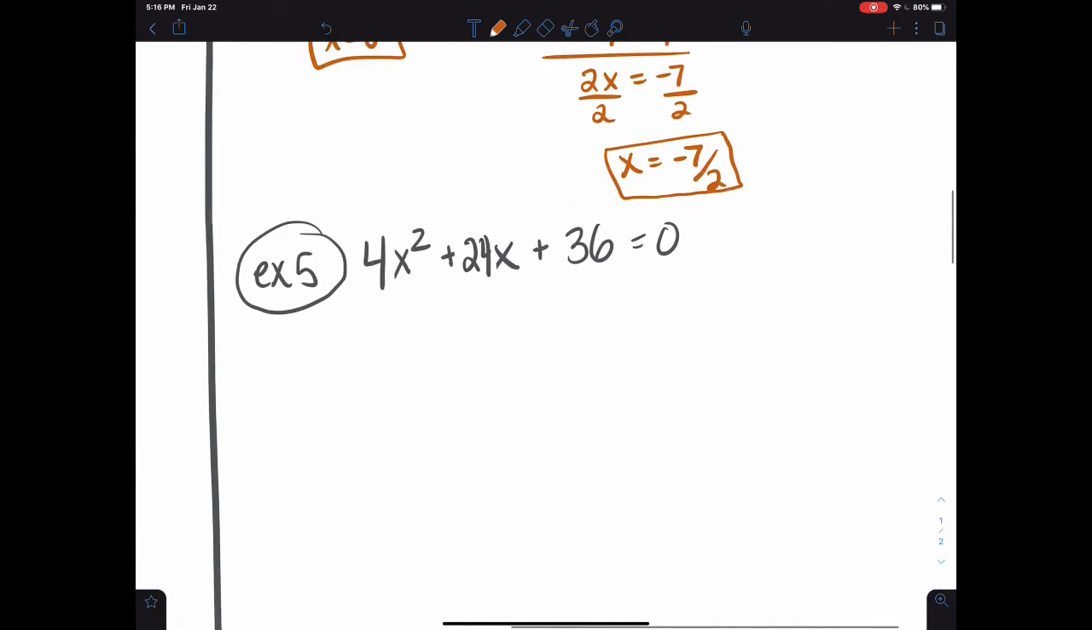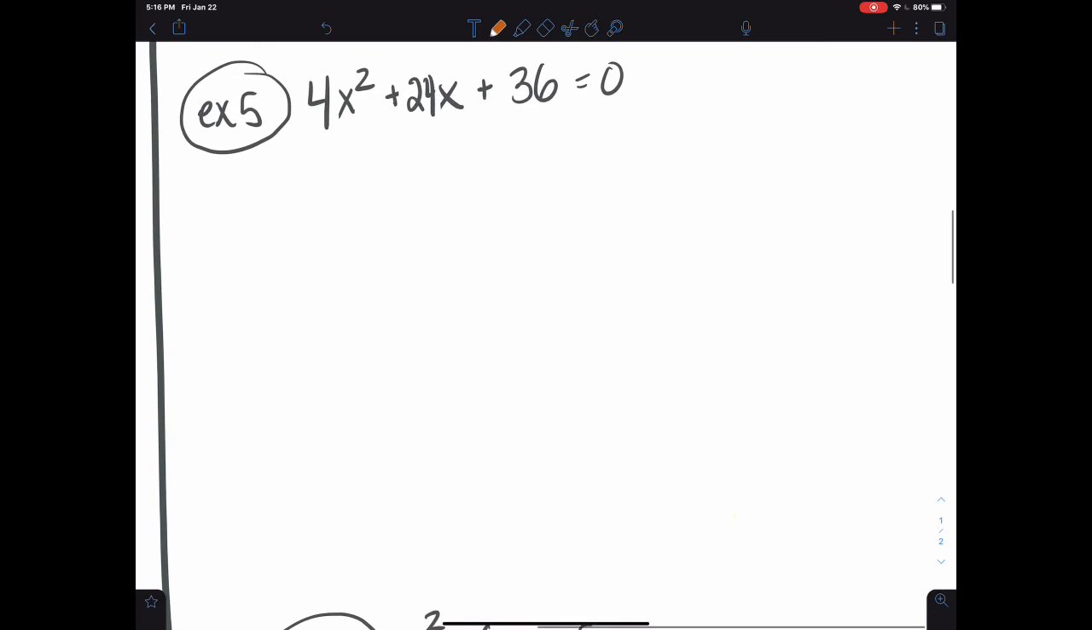Let's try another. First check is that it's equal to 0. Now we're going to see, is there any special case or GCF or anything like that? I could pull a GCF out of the whole thing. I could pull out a 4. But another thing that I'm recognizing is that this is actually a perfect square trinomial.